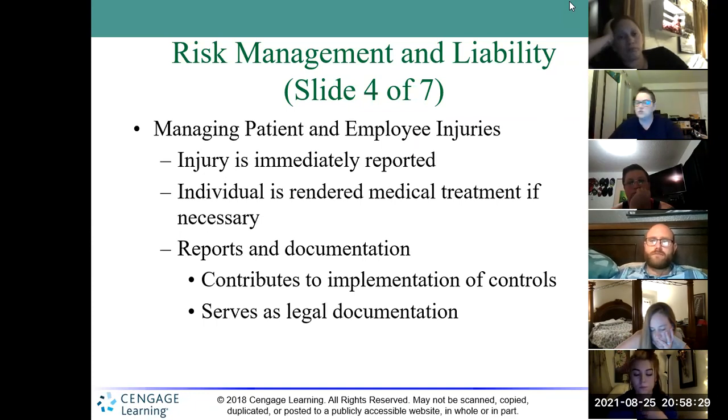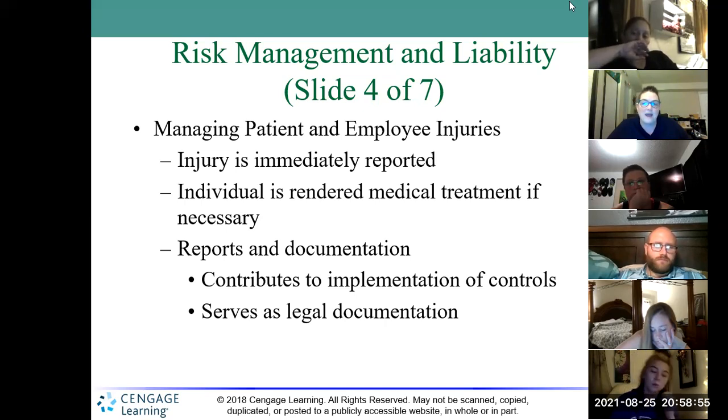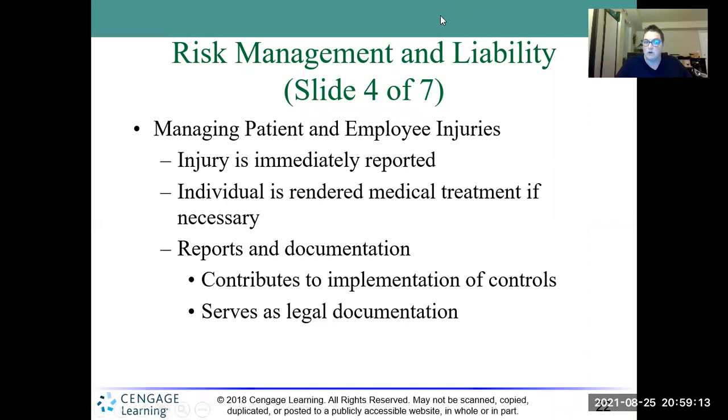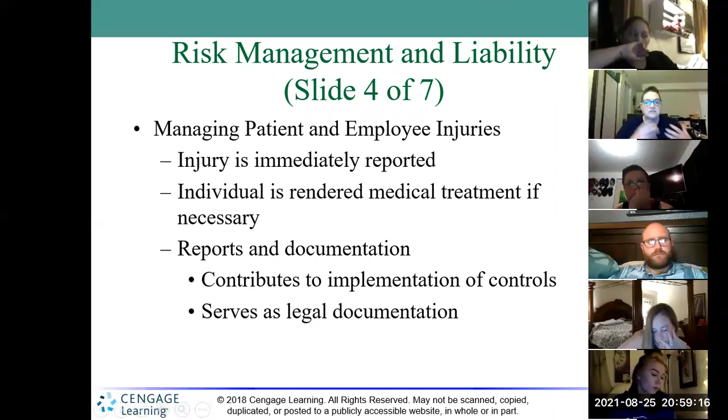All right. And then also managing patient and employee injuries. Anytime, and this is really important as an employee, anytime that you're injured, you report it immediately. Even if you're like, I was in the locker room and I slipped and I fell and I'm embarrassed. So what? Report it. Because what if tomorrow you wake up and you can't walk, your back is injured. So you injured something and you didn't report it. Well, it's easier to move forward with that if you reported it immediately. And then in that case, medical treatment can be rendered immediately for you. It's documented. That provides that legal documentation if it's needed later.